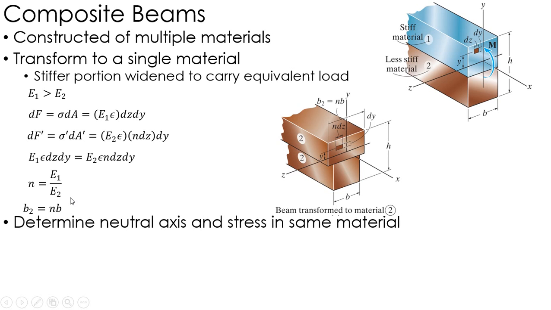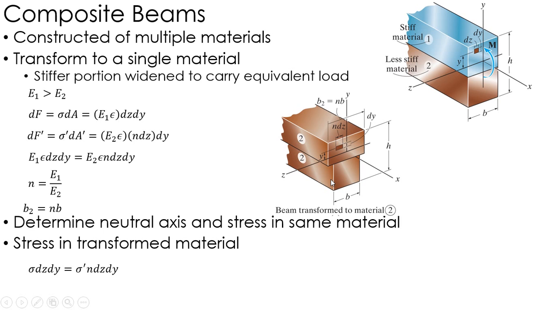the Young's moduli. Once I have this piece, I can find my neutral axis and find the stress in the less stiff material as I have here. Once I found that, then I can transform into the stiff material by finding again the stress in the less stiff material, multiplying that times that value n to get the actual stress in the original material.